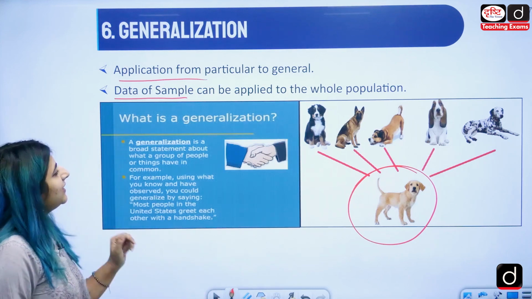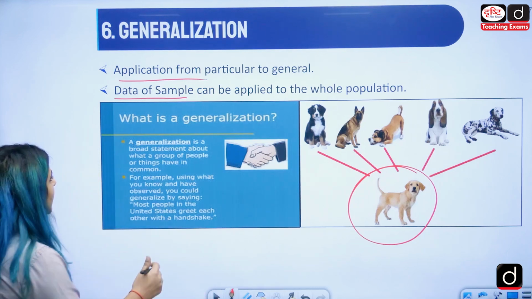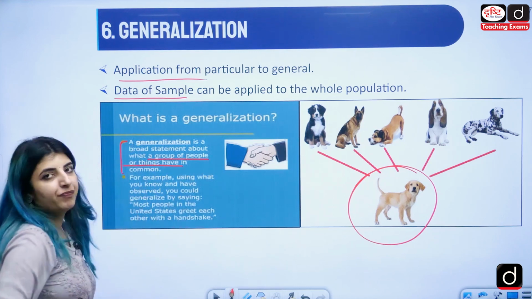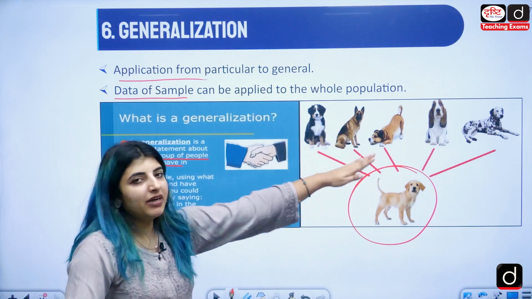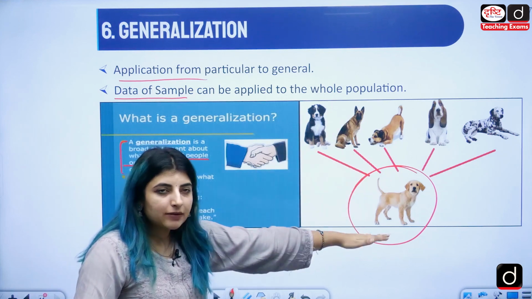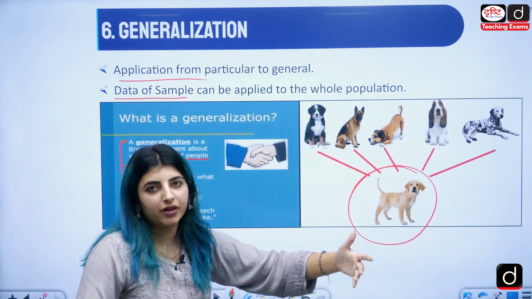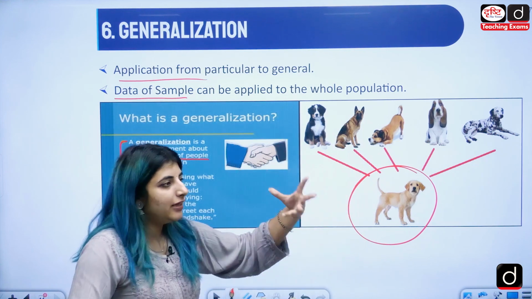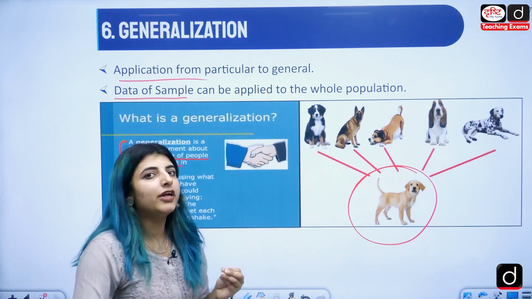Correct? So a generalization is a broad statement about what a group of people or things have in common, right? So what they have in common is that all of them are dogs, but their breeds do differ. Their traits are same, but their breeds do differ as well. They do like the same type of food, so on and so forth.